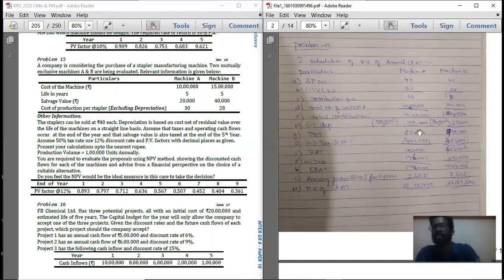So in the machine A column, record 1 lakh 96,000 within bracket.